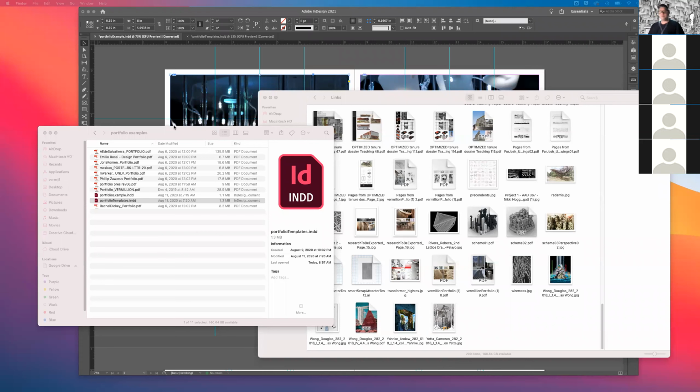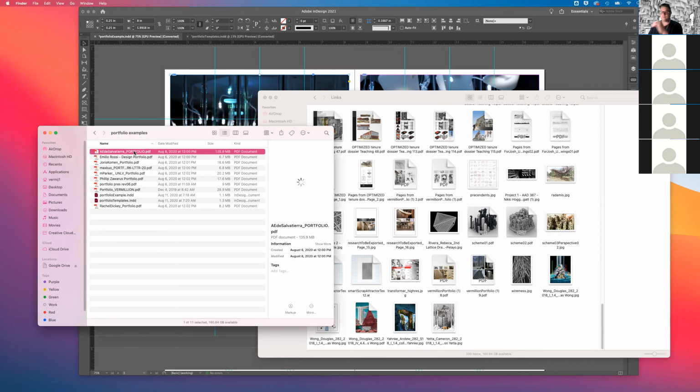All right, so I have some portfolio examples to show you guys and talk about. And then I have some things maybe we can quickly go over in InDesign. I'm recording this right now, so you guys can refer back to this if it's helpful at a later time. I know you guys are under the gun with a deadline for tomorrow.